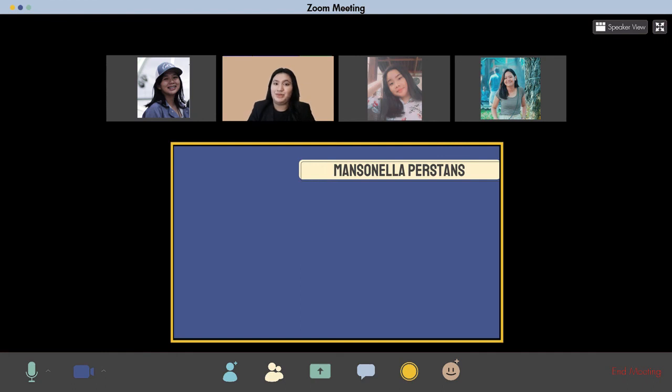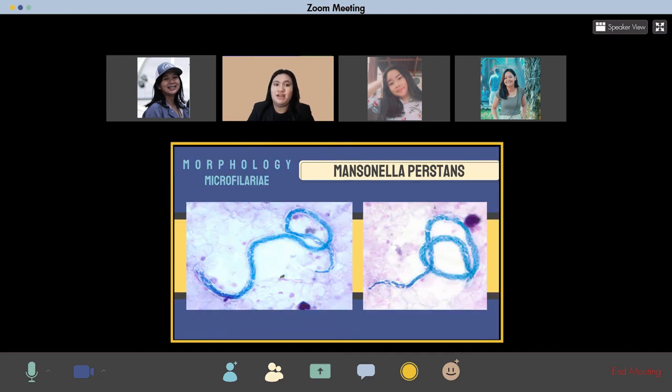The last nematode that we're going to discuss is Mansonella perstans. Mansonella perstans is a vector-borne human filarial nematode that is transmitted by tiny blood-sucking flies called midges. In the micrograph presented, we can see the microfilaria of M. perstans in a thick blood smear stained with Giemsa. Giemsa stain microscopic examination is essential in order to identify the characteristic microfilariae.